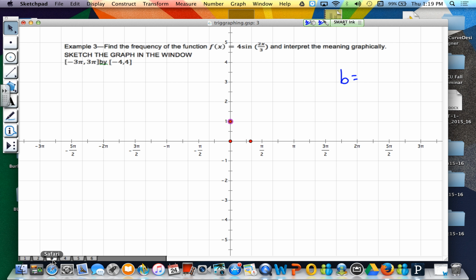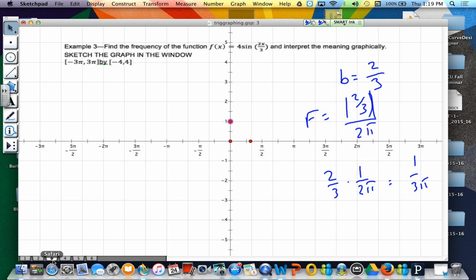Anyone? 2/3. Everybody okay with that? So the frequency here is equal to the absolute value of b, 2/3, divided by 2 pi. Everybody there? So here I have 2/3 times 1 divided by 2 pi. Is that just 1 divided by 3 pi? I think I did okay. Everybody's okay with that.